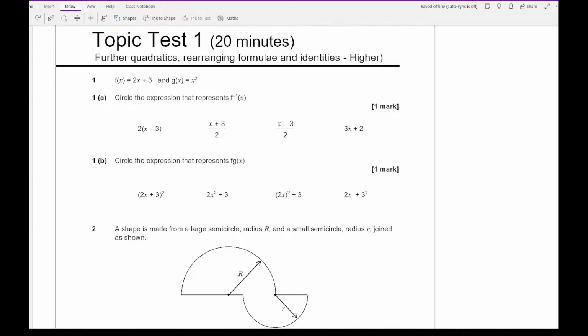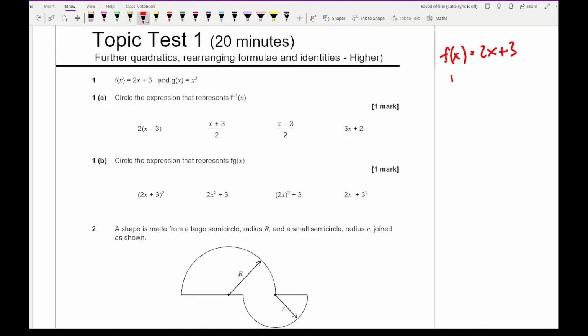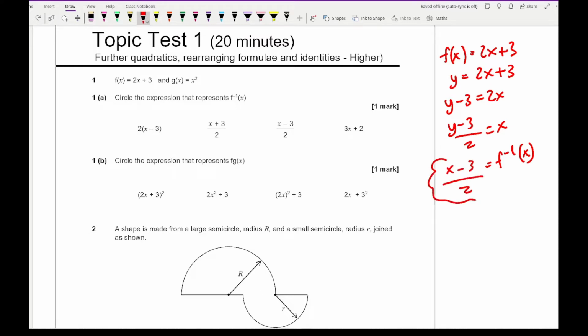Just a quick reminder of how we work out inverse functions. If f of x is equal to 2x plus 3, then we replace the f of x with y, and then make x the subject. So I'm going to have y minus 3 equals 2x, and then y minus 3 over 2 equals x, and then replace the x with the inverse function f of x. Well, the y with x rather, and what we're looking for is x minus 3 over 2, which is our third option.